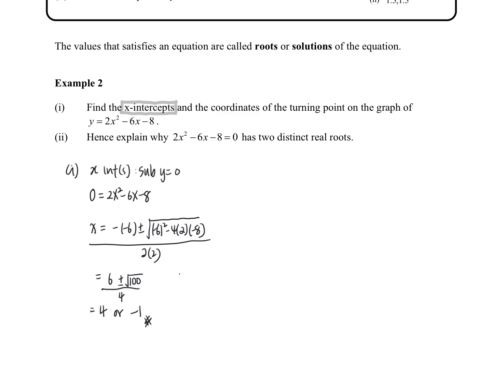It happens. Once you have gotten the x-intercept, you can find the turning point. Turning point, remember your sketching? You can find the line of symmetry by finding the average of your two x-intercepts.